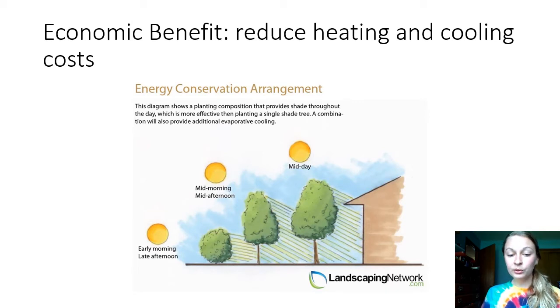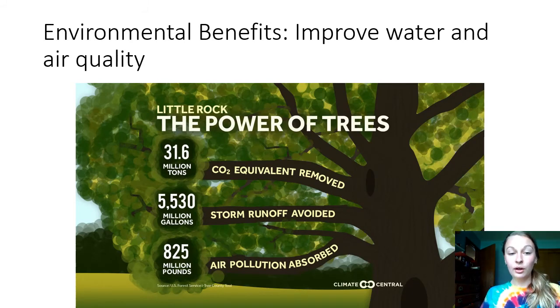So the one closest to the ground is in the early morning or the very late afternoon. The next one up is in the mid-morning and mid-afternoon, and then above that is midday. So they each have different angles of shade that they would put on the house to try and keep the temperature stable. They also improve water and air quality.